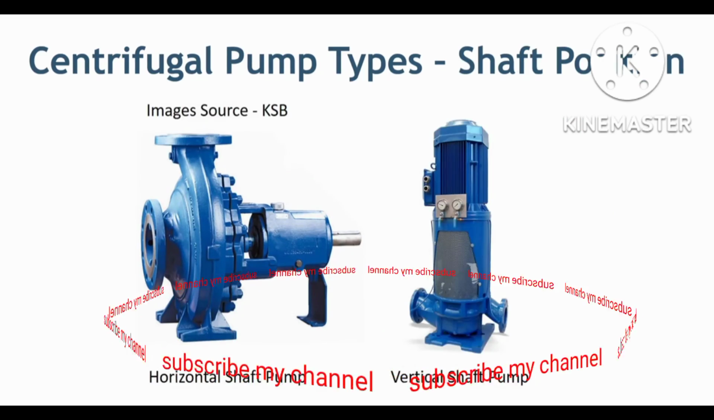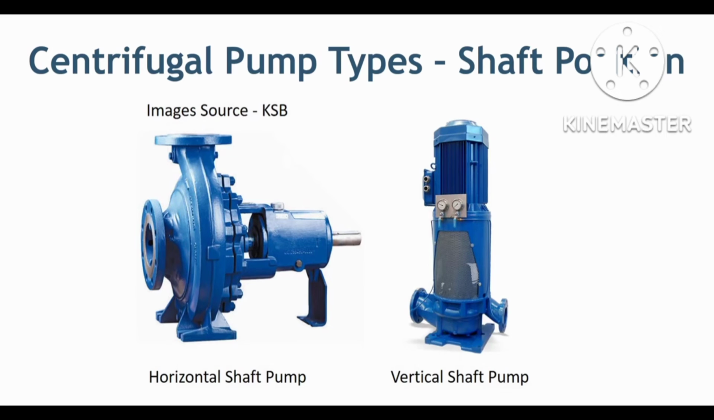Next type of centrifugal pump is based on the vertical or horizontal shaft position. In the case of a vertical pump, the pump shaft is in a vertical direction and the pump is usually installed in the sump. This type of pump is used in limited space. Pumps in borewells and sump collection are some examples of this pump.